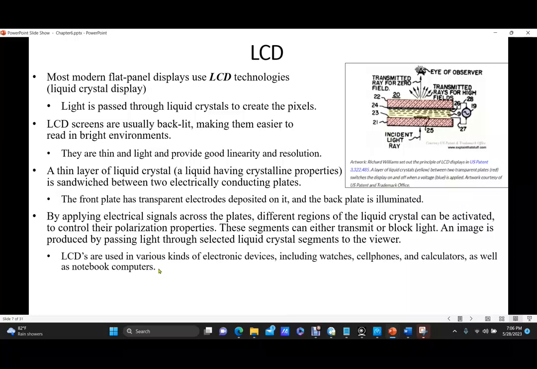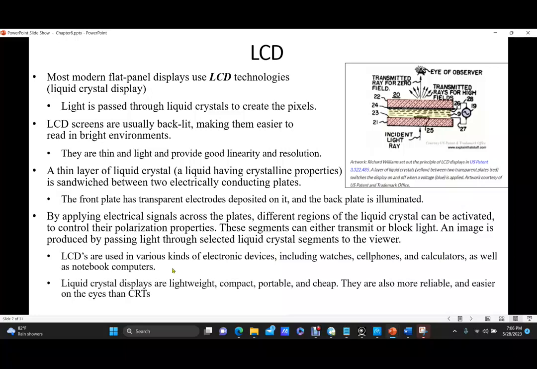LCDs are used in various kinds of electronic devices: watches, cell phones, calculators, and notebook computers. Liquid crystal displays are lightweight, compact, portable, and cheap. They're also more reliable and easier on the eyes than CRTs.